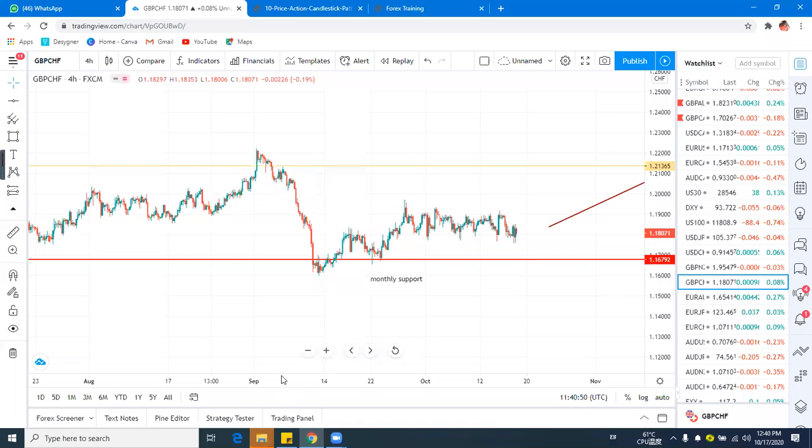Now, we have drawn our support and our resistance. When we now come down to the 4 hours, we want to know what the market is doing. Is the market on a trend?